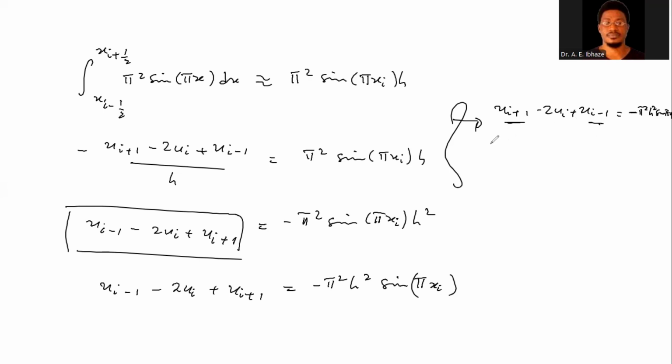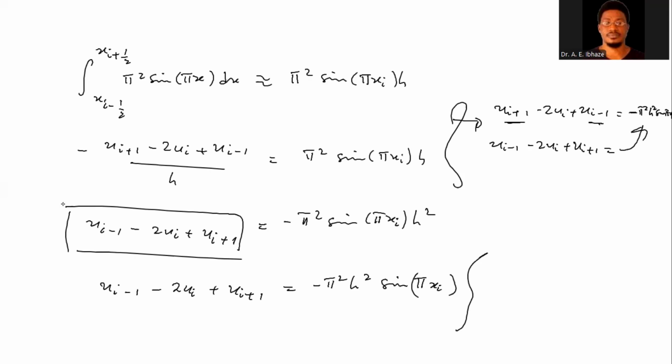So it's the same as writing u sub i minus 1 minus 2 u sub i plus u sub i plus 1 equal to this, okay? So that's what we just did. And now you observe that what we have here is the same as what we got for the finite difference method, and then the system of equations follows directly, and then we can pull up the solution.